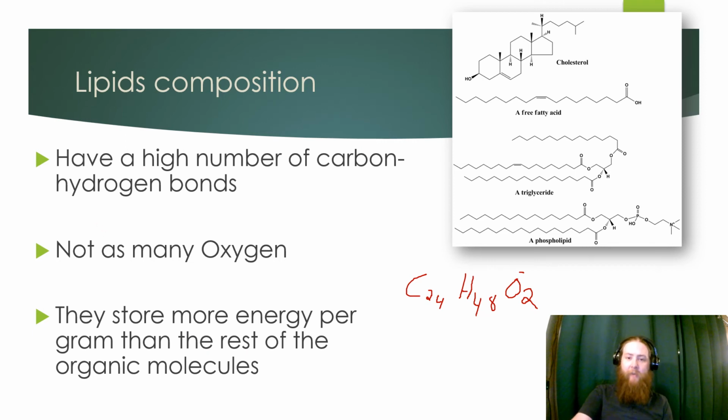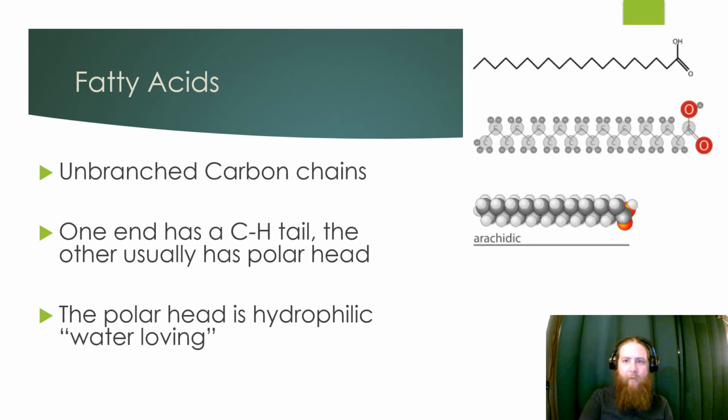All right, so we're going to talk about the several different types of lipids. First off, we have the fatty acids. These are unbranched carbon chains. One group has the CH tail out here, and the other group has a polar head. This polar head is usually a carboxyl group, where it's that double oxygen bonded to an OH molecule.